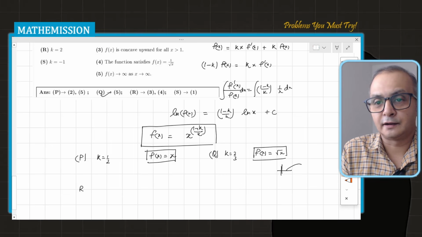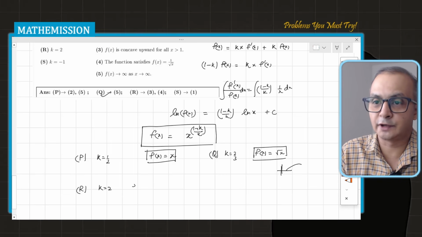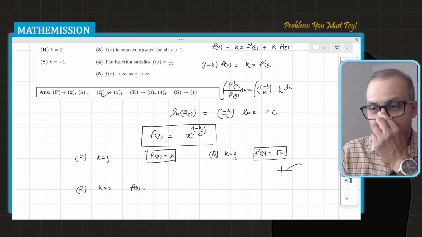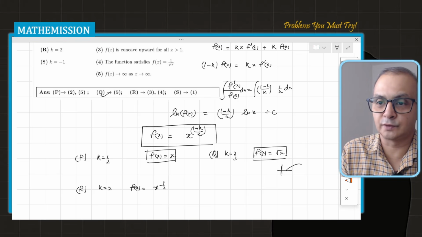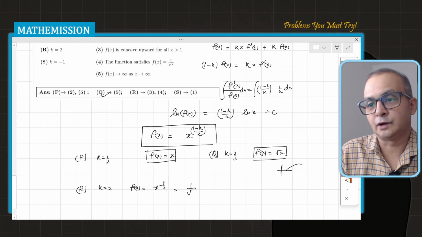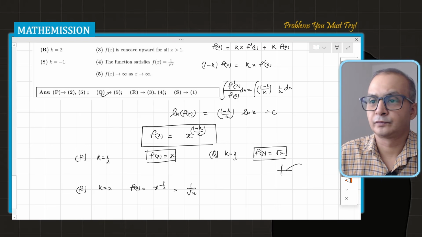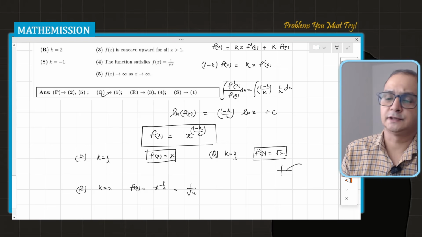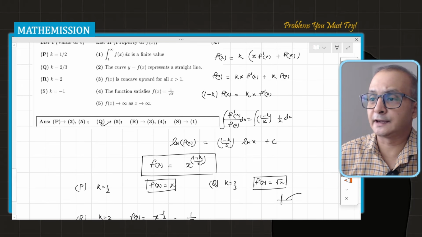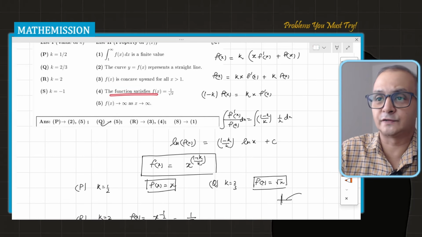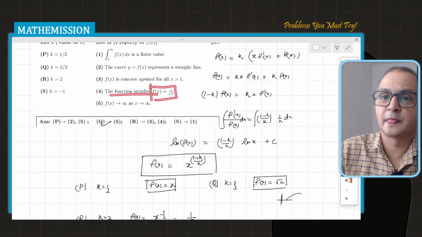Now the next one is going to be when k is equal to 2. When k is equal to 2, f(x) is going to be x to the power of (1 minus k), that is minus 1 by 2. So x to the minus 1 by 2, so 1 by root x. So of course this k is equal to 2 is giving directly one option, the function satisfies f(x) is equal to 1 by root x.